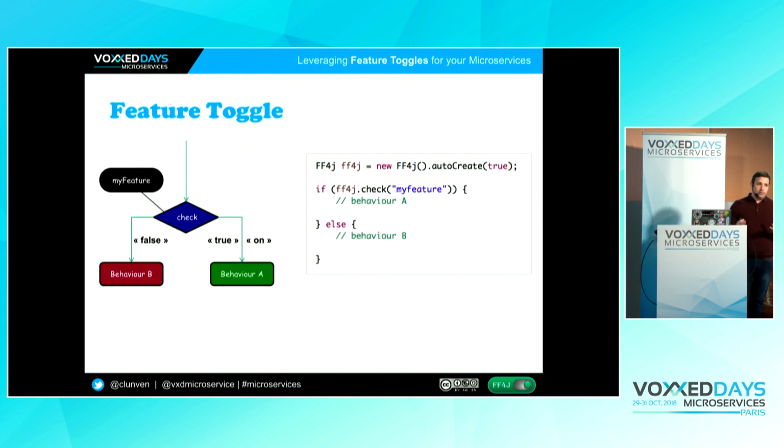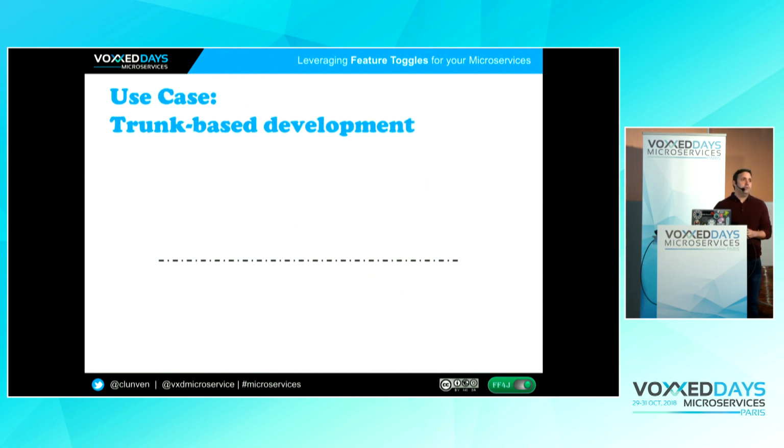So feature toggling is actually, in your code, putting some boolean condition to check if a feature is enabled or not, and choose the correct behavior. Do you really need a framework to do that? Not that much, right? When you look at Google and try to figure out what you can do with feature toggles, the most common use case you can see is what we call trunk-based development.